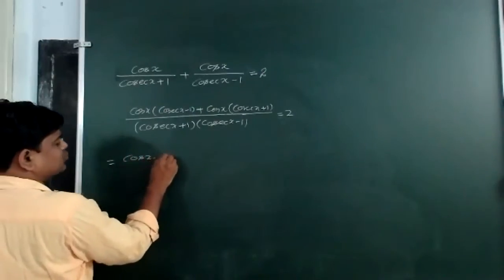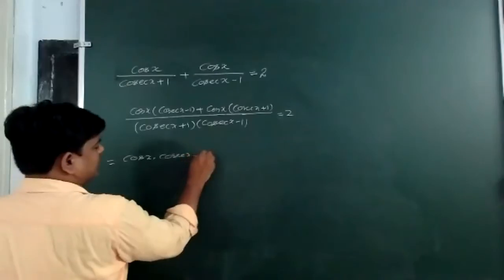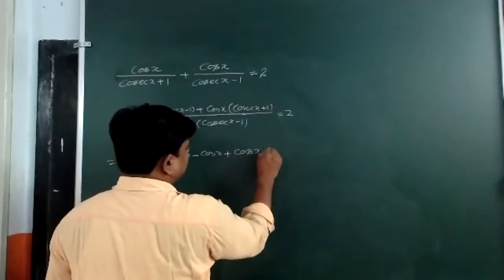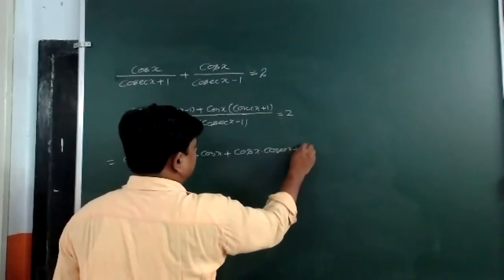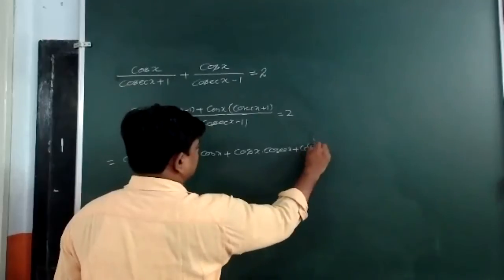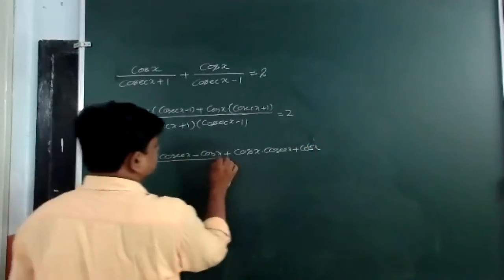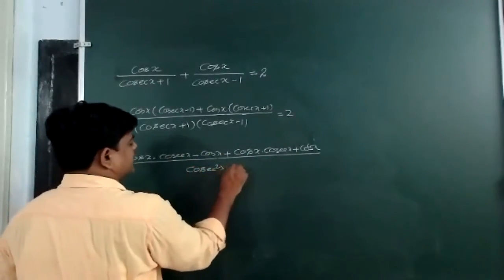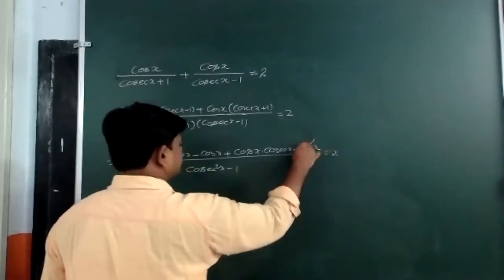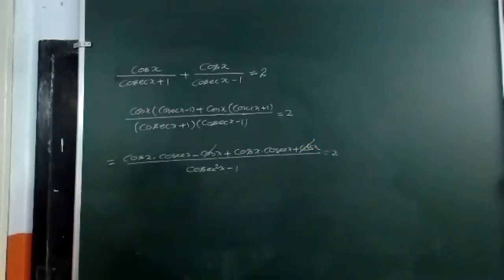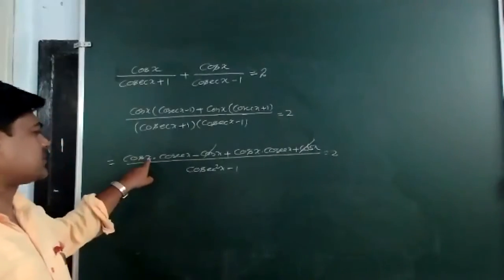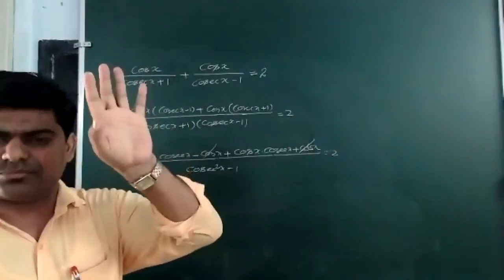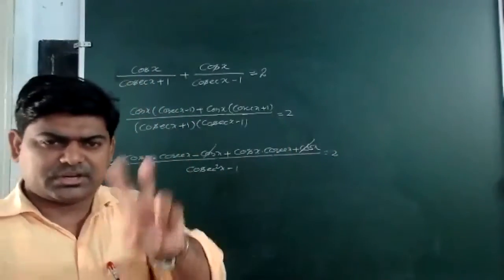Now, cos x into cosec x minus cos x plus cos x into again cosec x plus cos x, whole upon cosec square x minus 1, that is equal to 2. But I am thinking cos x and cos x will be cancelled. One more point you can see: cos x, cos x, same things are there, so it can be written 2 times.